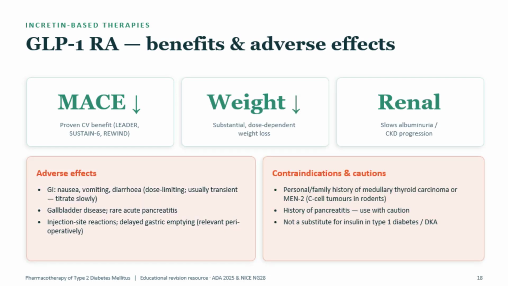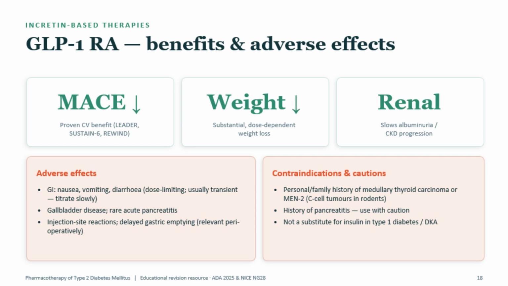Three letters: outcomes. GLP-1 agonists cut major cardiovascular events in landmark trials like LEADER and SUSTAIN 6. They drive substantial weight loss and they slow kidney disease. That's protection, not just glucose control. The side effects are mostly the gut: nausea, vomiting, diarrhea. Usually transient, and titrating slowly is your best friend.